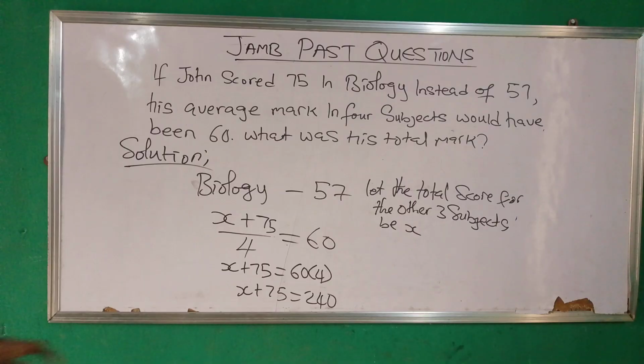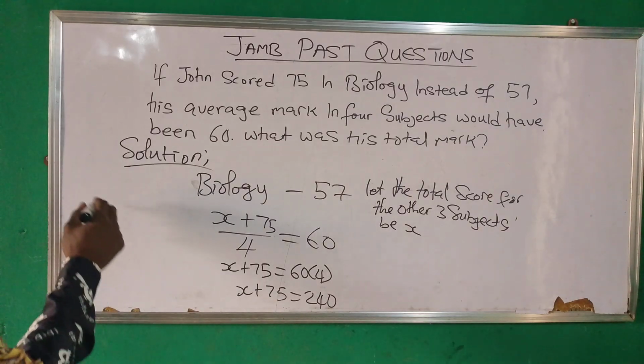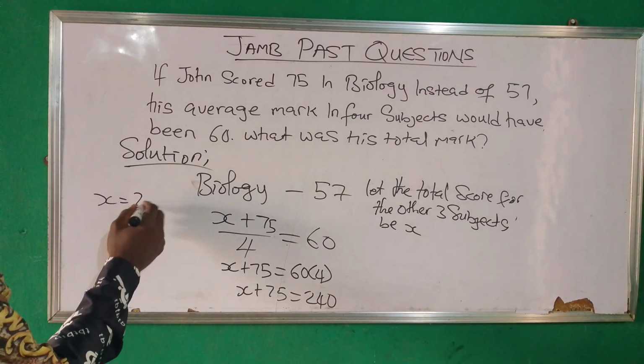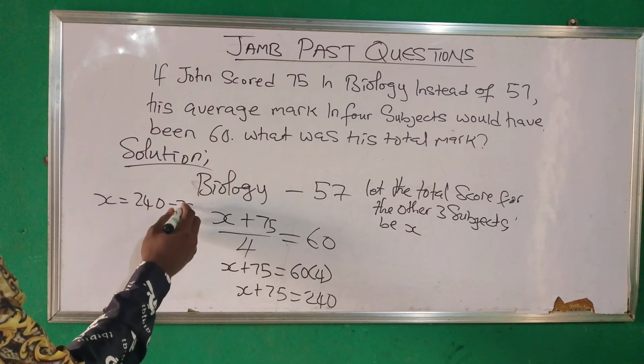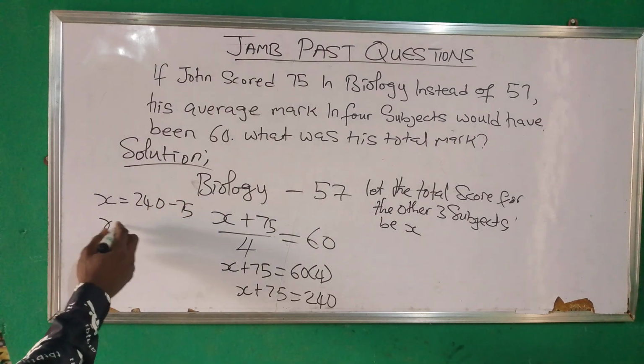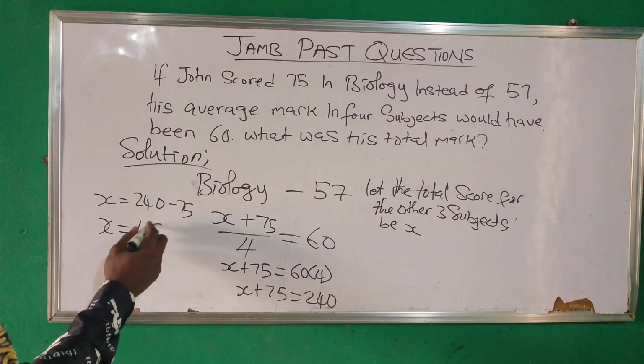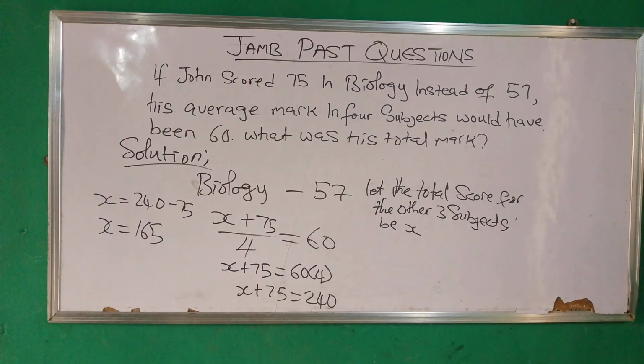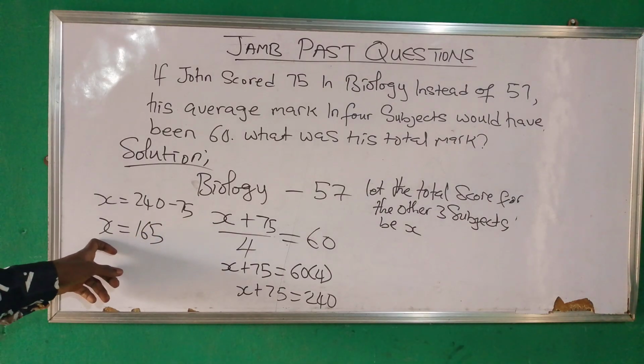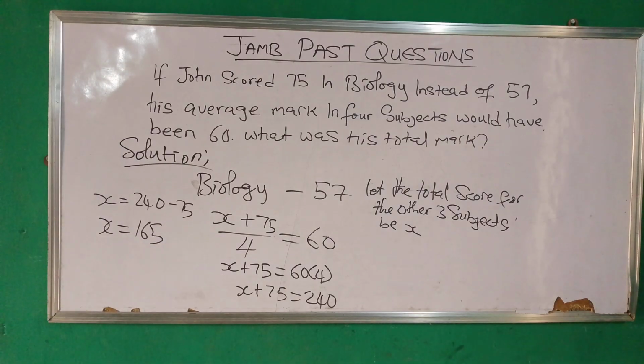All we have to do is to subtract 75 from both sides. We have X equals 240 minus 75. And that gives us X as 165. Alright, so that means that X, which is his total score for the other 3 subjects, is 165.